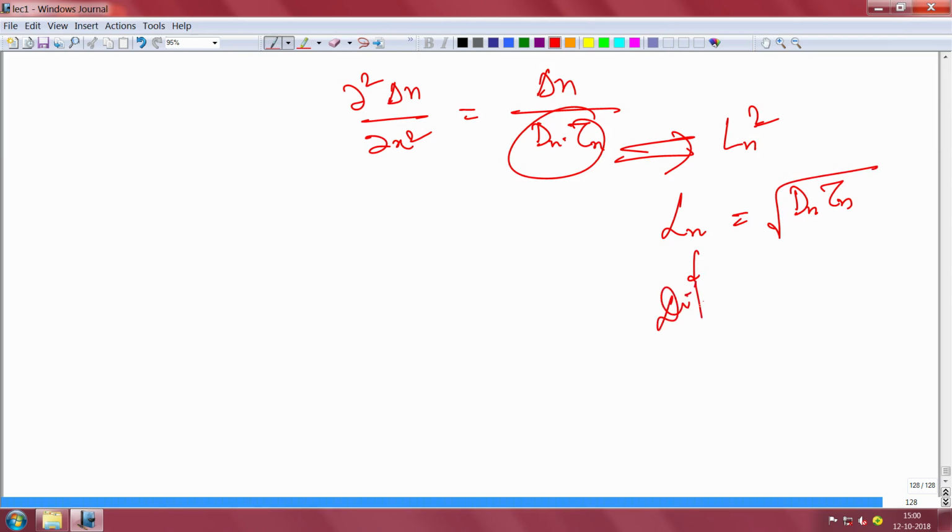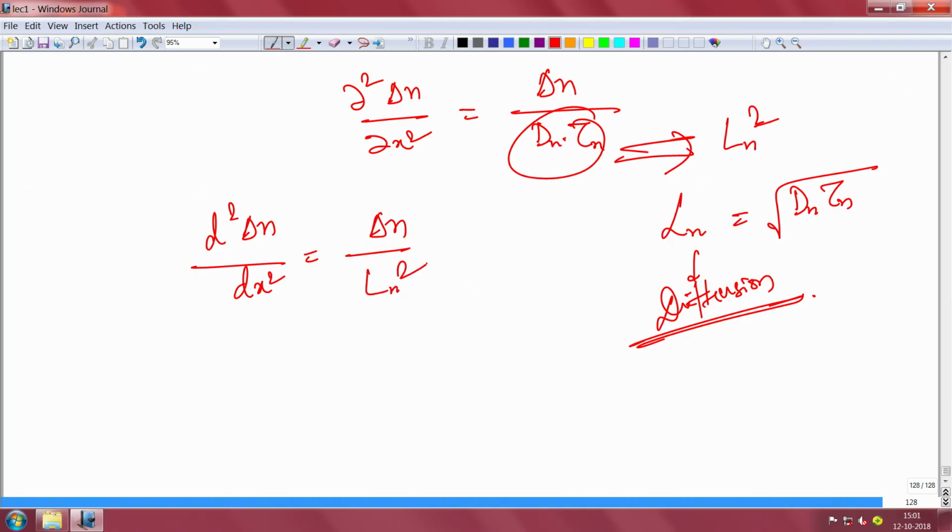That is the average length over which electrons and holes, or electrons, will diffuse. Okay. So I can write it as d square delta n by d square x equal to delta n by Ln square. It's like d square y by dx square equal to y by some constant. How do you solve it?